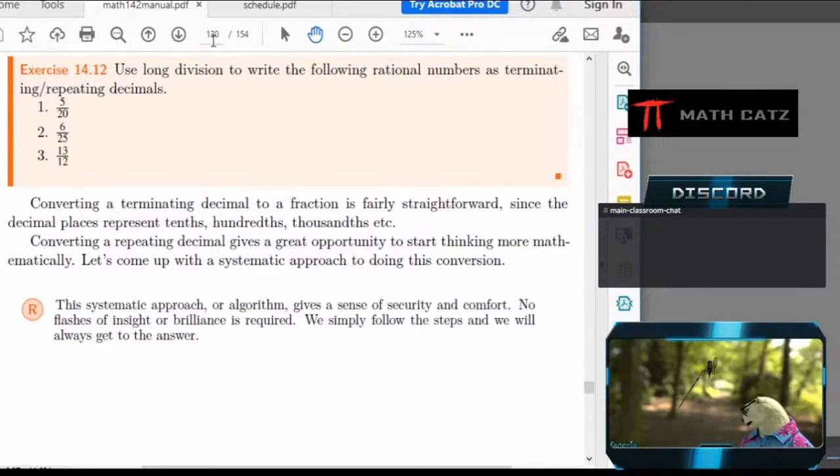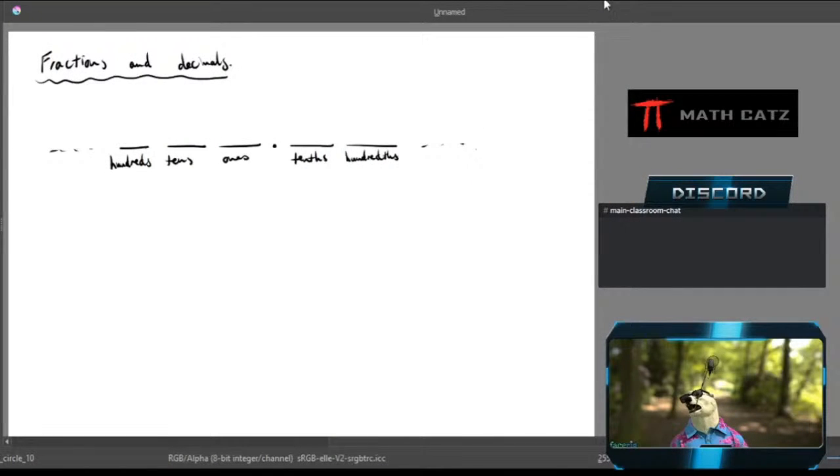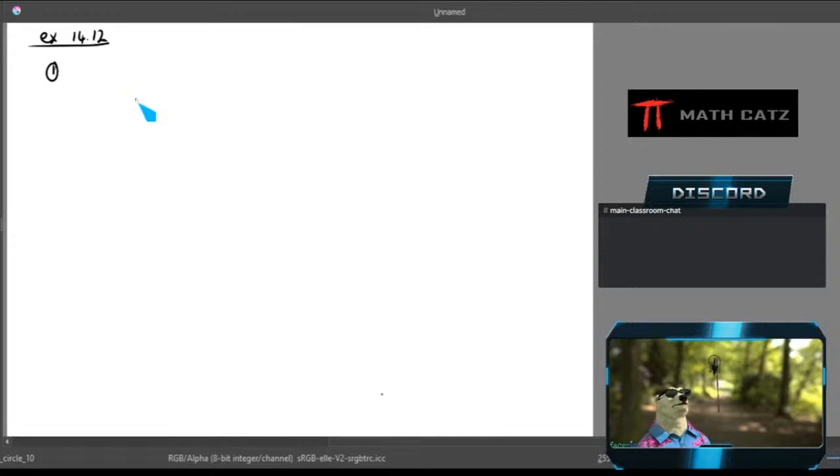So let's see what we get with some exercises. One way to, well, the main way for us to convert a fraction to its corresponding decimal representation is by using long division again. So we have these three. So let's have a look. So that's exercise 1412, number 1.